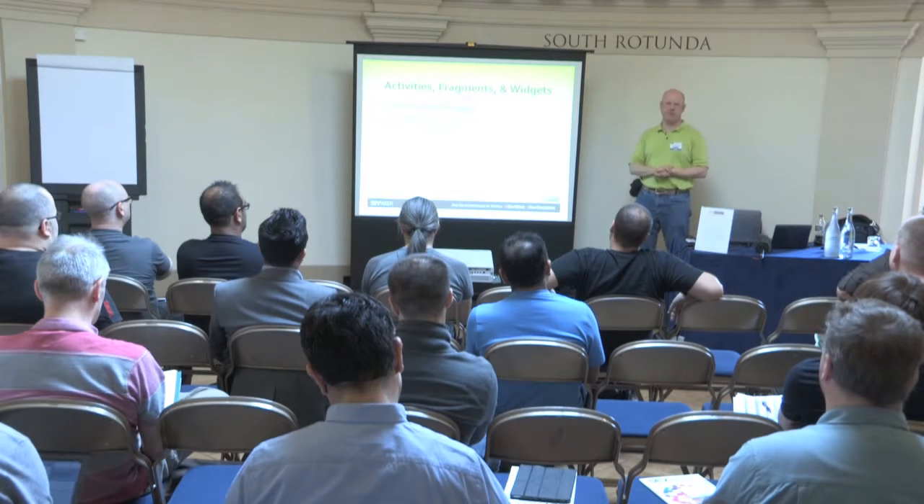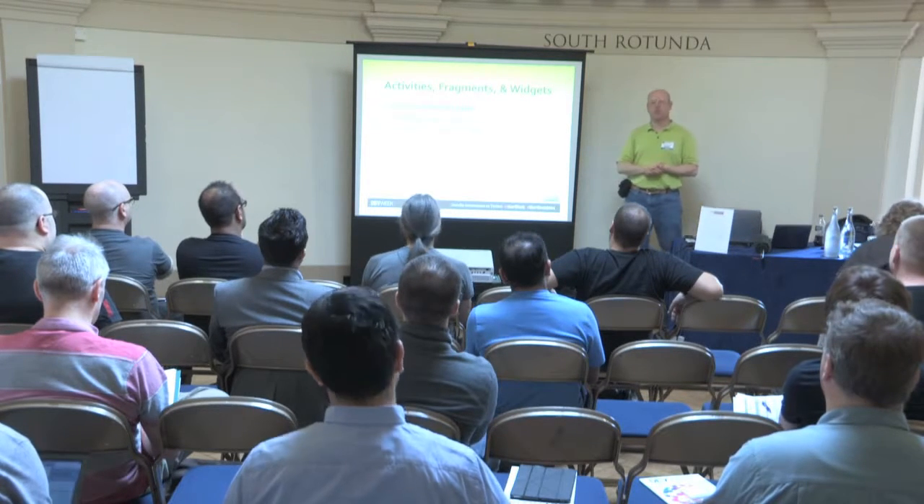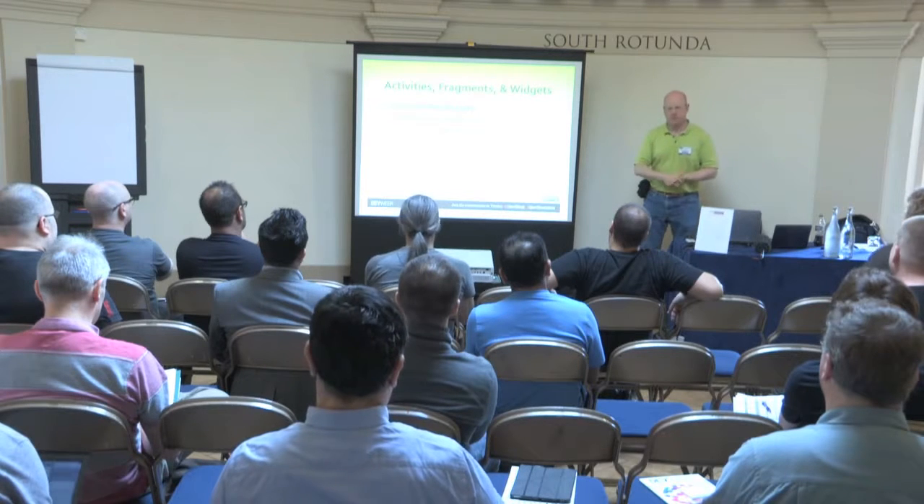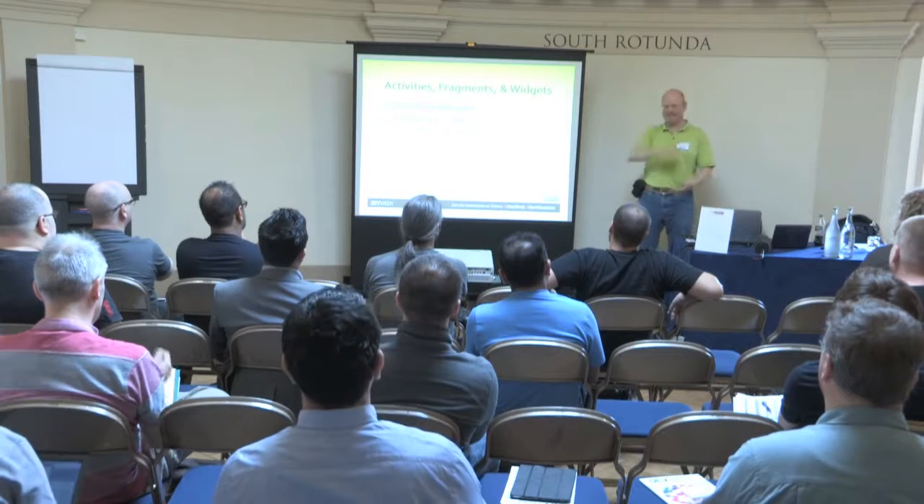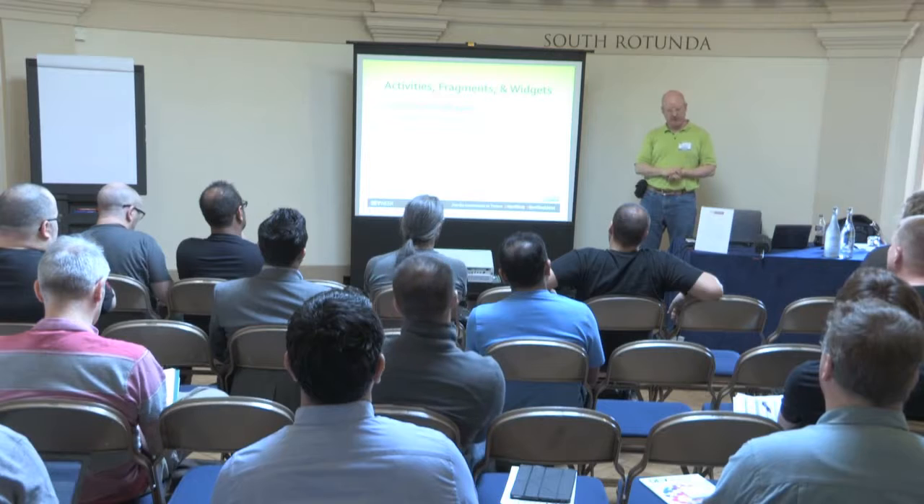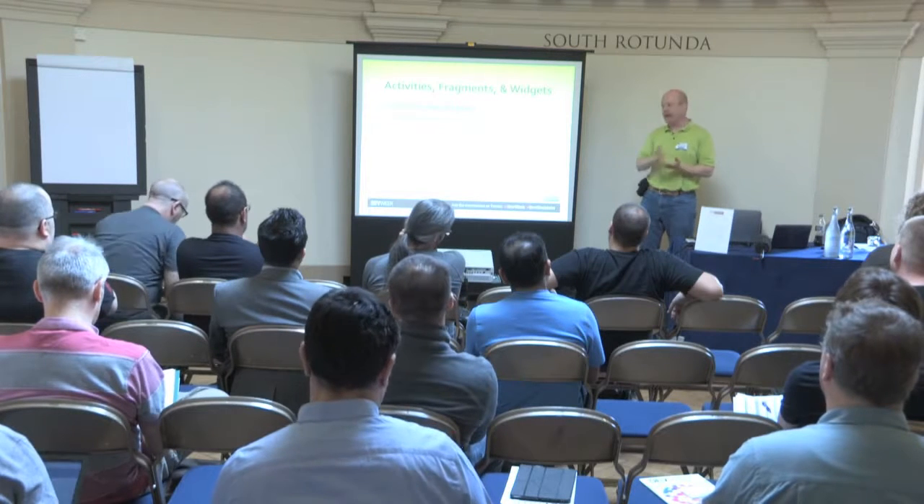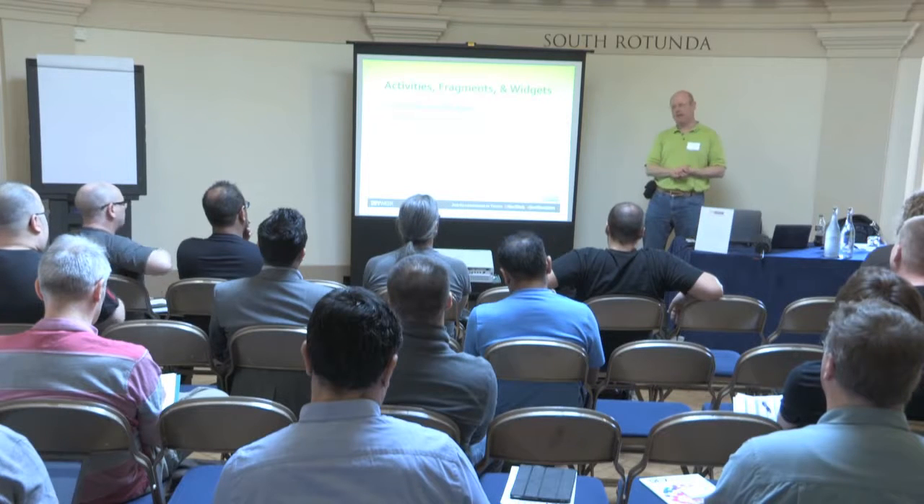Activities are the coarse unit of user interface, the screen or the window. Widgets are the micro unit of user interface. Buttons, fields, checkboxes, radio buttons, scrolling lists, drop-down lists, all those things are going to be considered widgets. And an activity will have one or many widgets, usually on the many side.